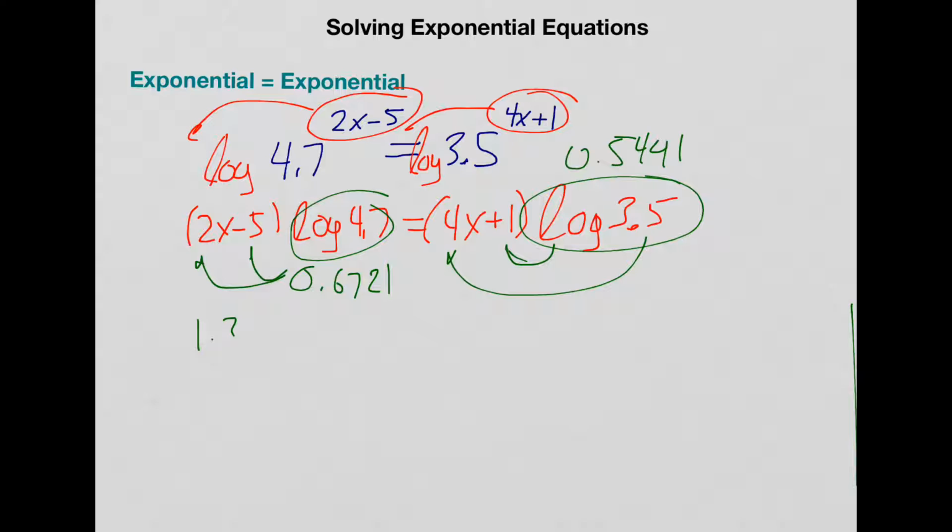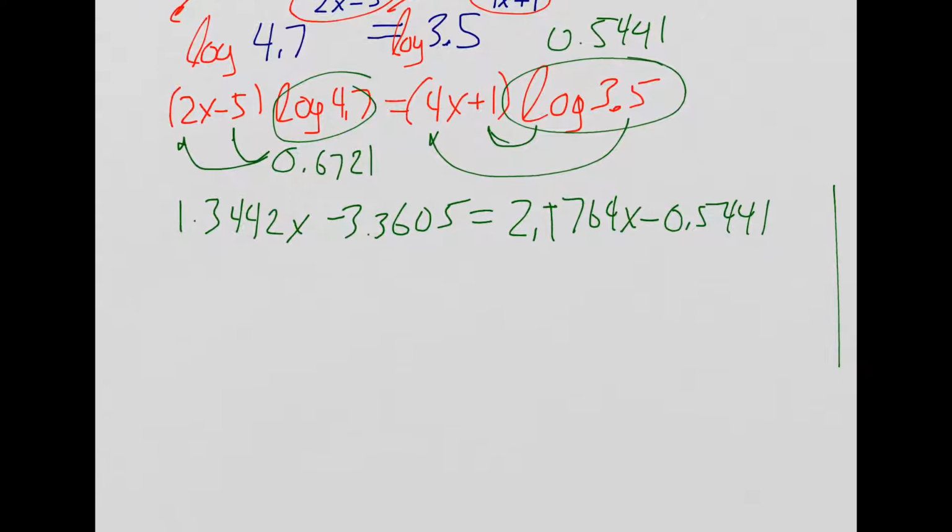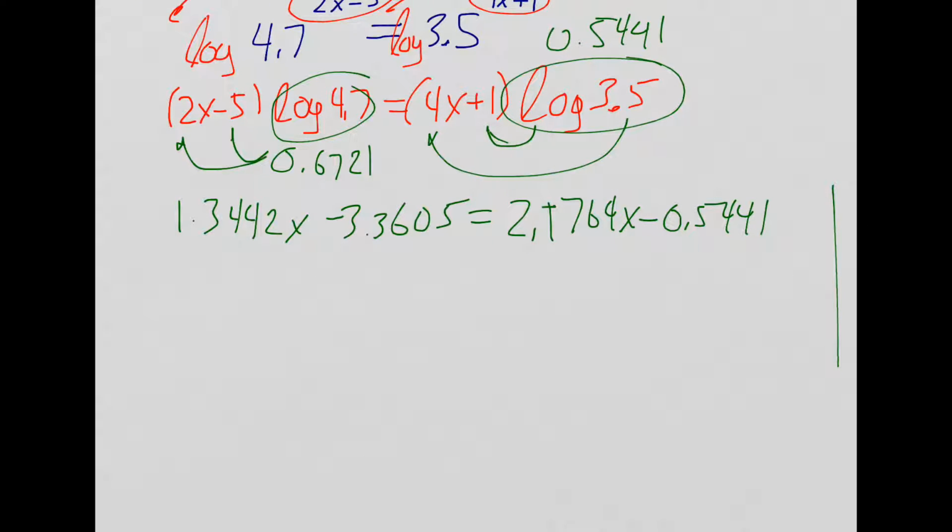I get 1.3442x minus 3.3605 equals 2.1764x minus 0.5441. After this point, we're just solving a linear equation with, well, we got nasty decimals in there, but we can work with that. So this is a smaller x, so I'm going to get rid of this one.